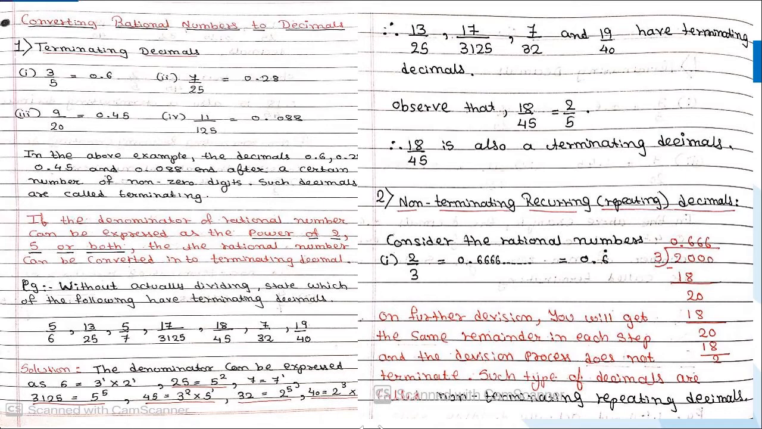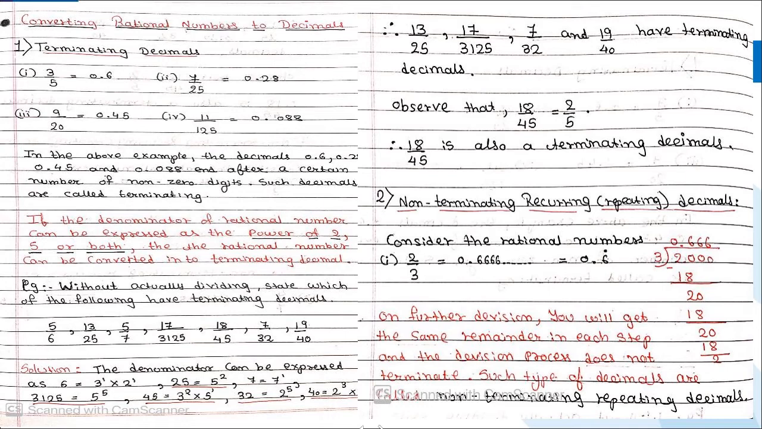So 6 can be expressed as 3 raised to 1 and 2 raised to 1. And students, just now I said nothing should be there other than 2, 5. And there is a 3 with 2. So it means the fraction 5 upon 6 cannot be expressed as a terminating decimal. Then next, you can see 13 upon 25 fraction, where 25 I have written again as 5 square. Then you have expressed the denominator as the power of 5. Then you can say that 13 upon 25 will have terminating decimal.